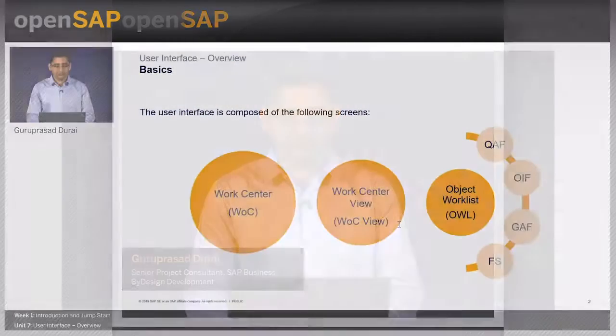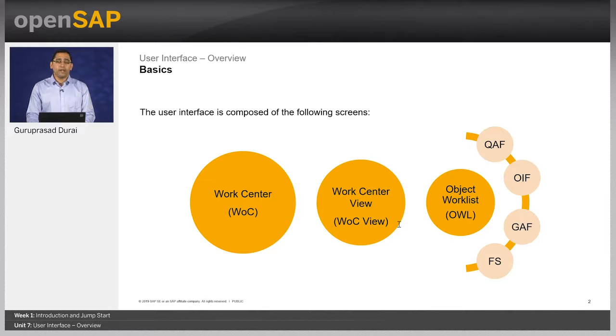So, let us start. The user interface in SAP Business ByDesign always has the same structure, regardless of the application area or different roles, and consists of the following screens. Work Center: these are the placeholders where all the Work Center views are embedded. Work Center View: it contains a work list and a detailed view. Object Work List, in short OWL, displays the list of all the instances of a business object.